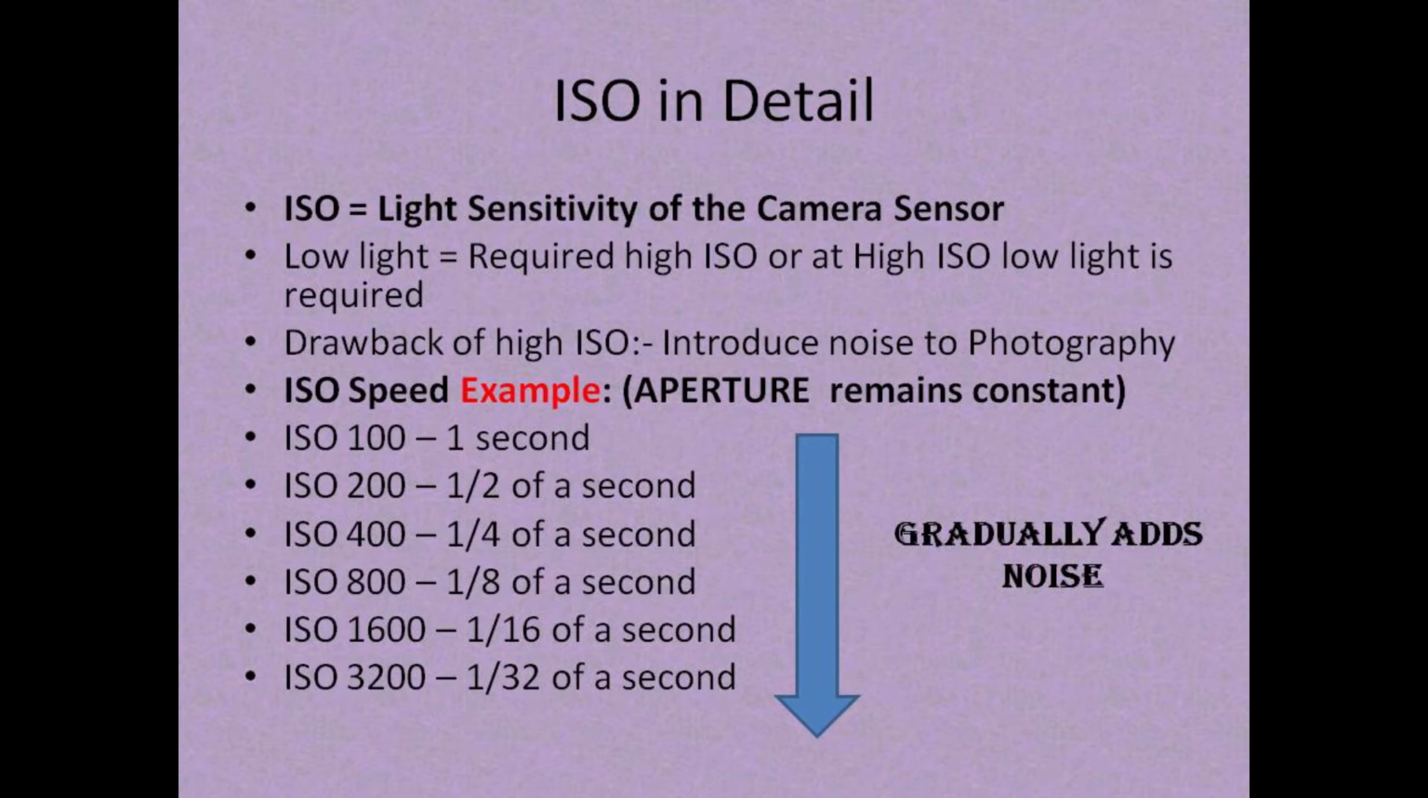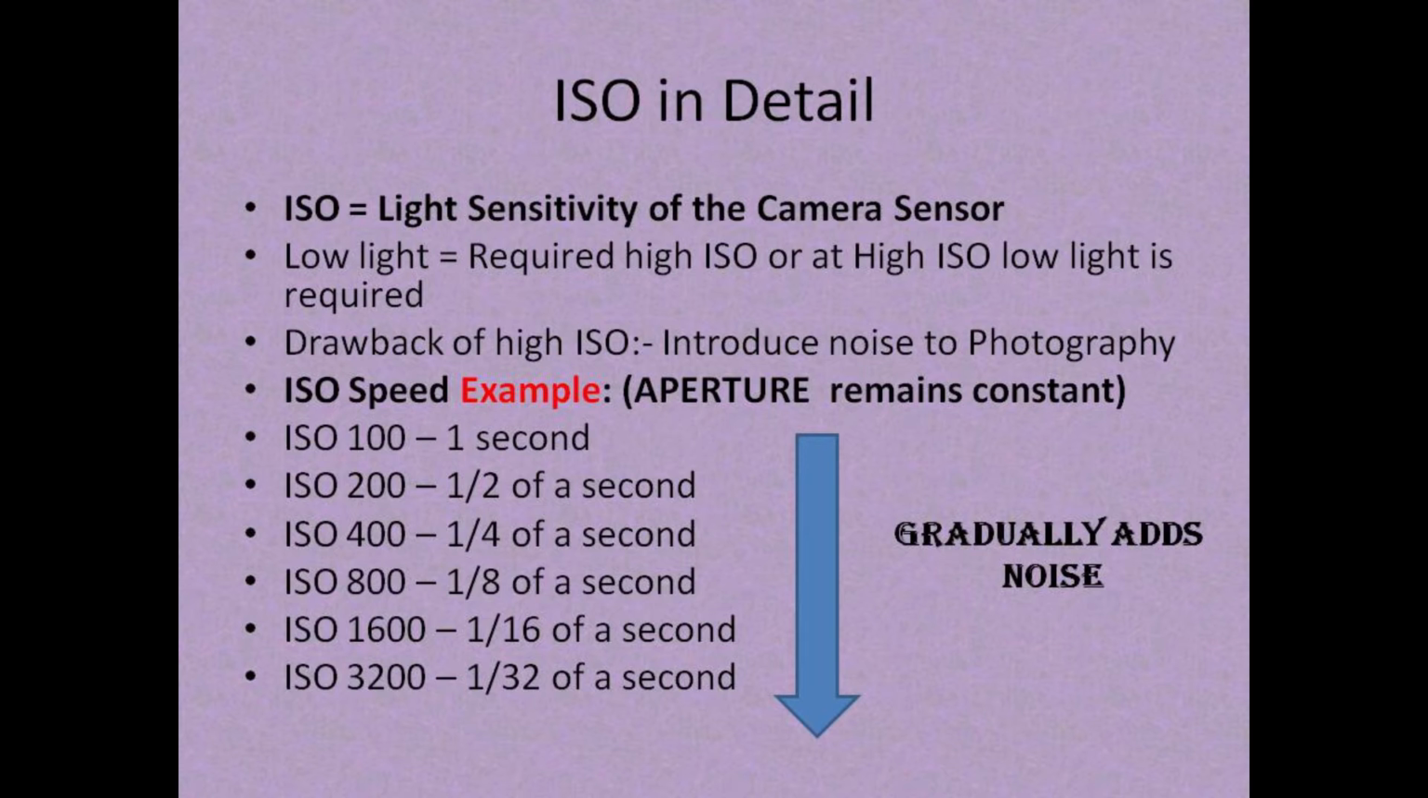Let's understand ISO in crisp detail. Low light requires high ISO, or in other words, at high ISO, less light is required by the sensor. The drawback of high ISO is that it adds noise in the photograph, and the plus point is that it gives you better exposure.